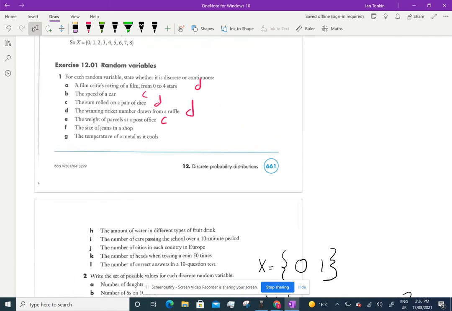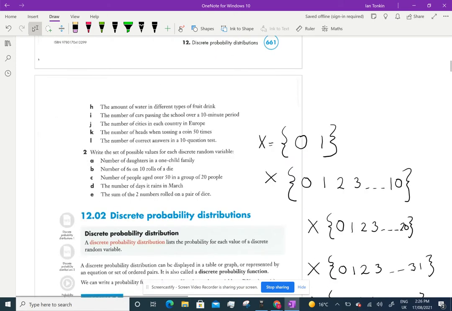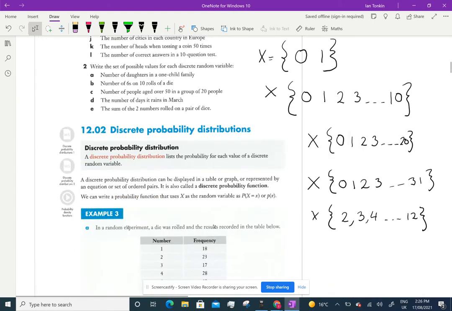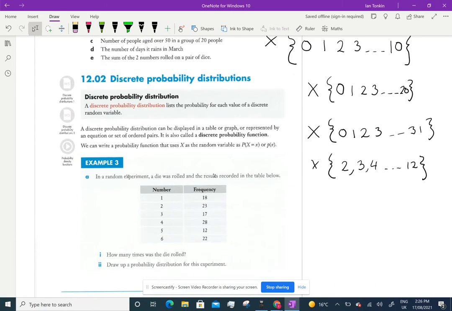And that is exercise 12.01, understanding what a discrete random variable is. And that's it in question 2. That is what a discrete random variable is. Okay, now we need to move on.